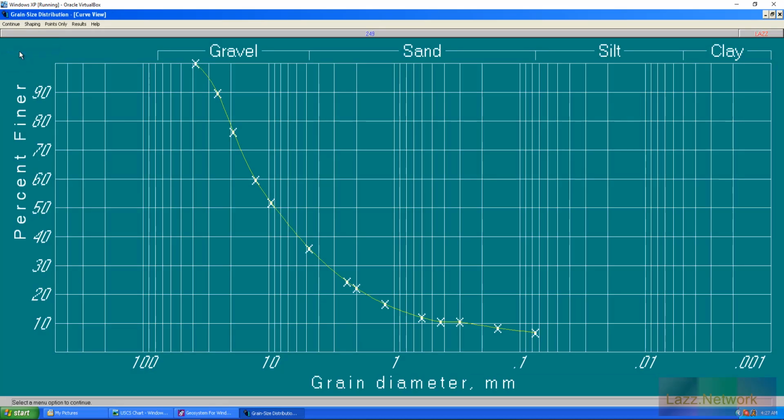All right, let's take a look at the curve. Okay, so if we look at this curve here for what was entered in, this is technically what's called a well-graded curve. As you get a gradual slope, it's called well-graded. When it's poorly graded is when it just drops.